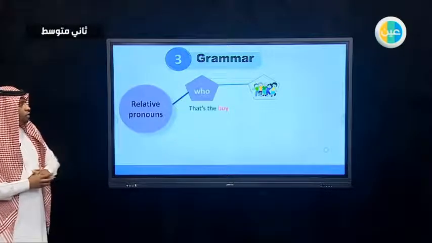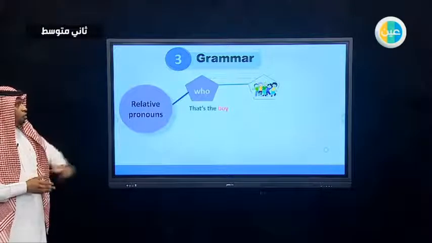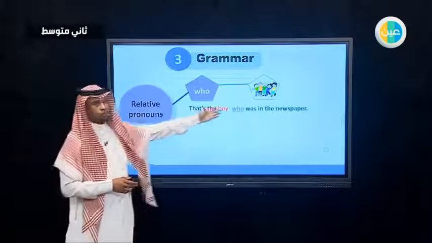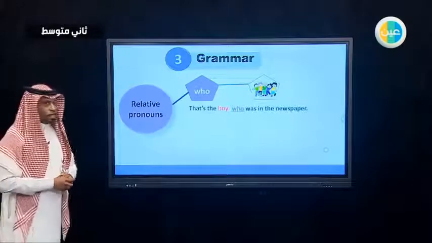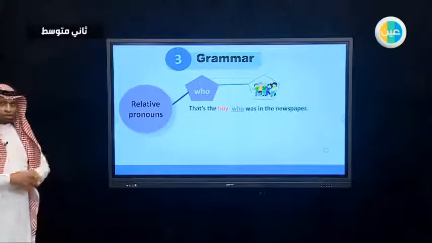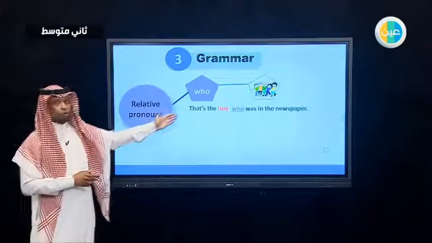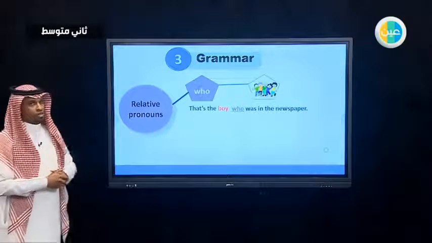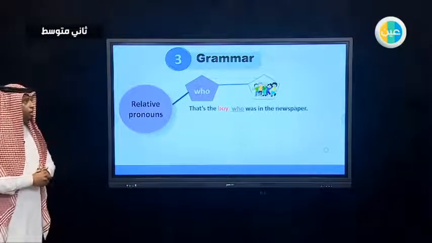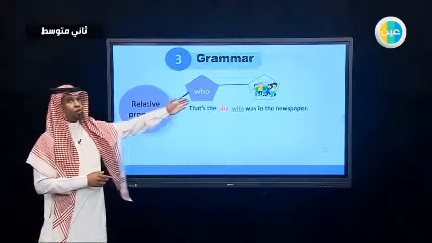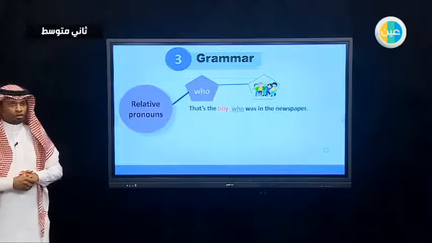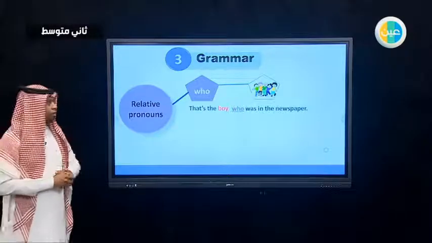And this is an example. That's the boy who was in the newspaper. Who was in the newspaper. In Arabic we can say ذلك هو الولد الذي كان في الجريدة أو في الصحيفة. الذي كان في الصحيفة. إذن هو أتت بمعنى الذي هنا وليست أداة استفهام.